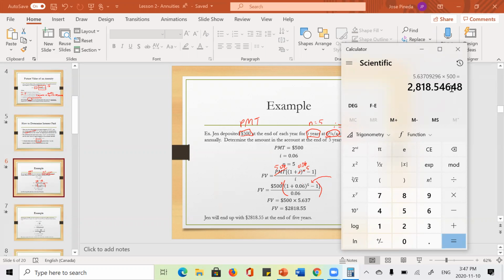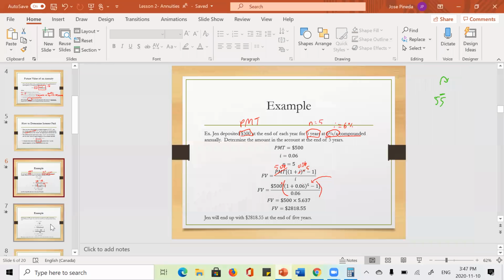$2,818.55. So one really important thing when we're looking at money, we always round to the nearest penny. So in this case, let's review a little bit of rounding here, because we are rounding to 2 decimal places, we go to the second decimal place, and we look at the number right after it. Because it is 5 or larger than 5, in this case larger than 5, then we know we have to round up to 55. So it's going to be $2,818.55. So that's how we do the first example there.